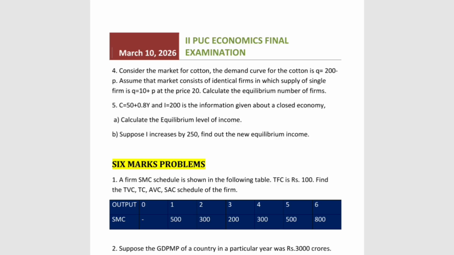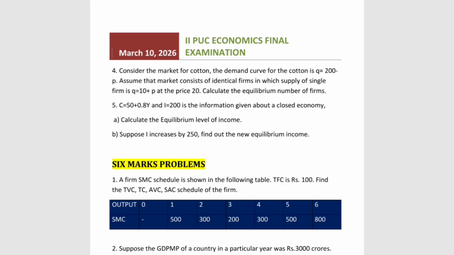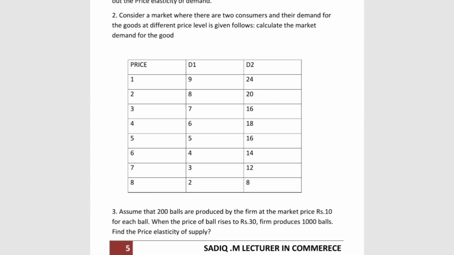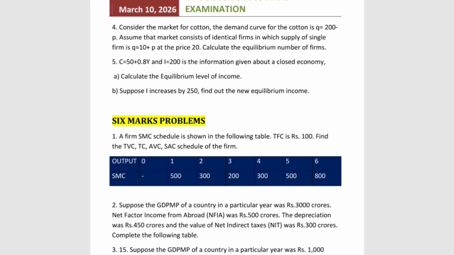Okay, the next 4 marks question which I have taken is from determination of income and employment. The question will be like this: C equals 50 plus 0.8Y and I equals 200 is the information given about a closed economy. They are asking us to calculate the equilibrium level of income. B. Suppose I increases by 250. Find out the new equilibrium income. So this question is also very important for the 4 marks. From the problematic point of view, if you study these 5 questions, definitely one question is going to arise in your examination.